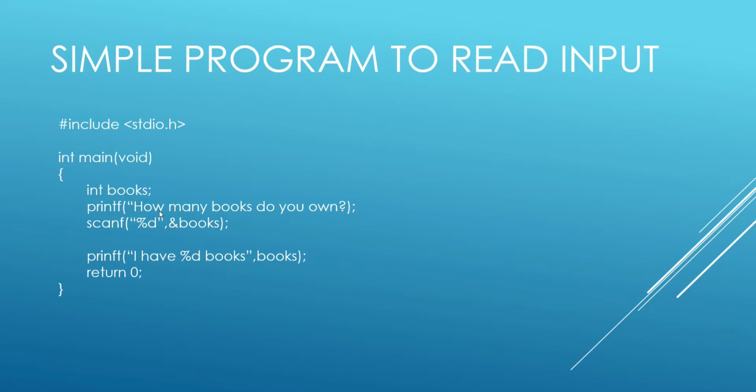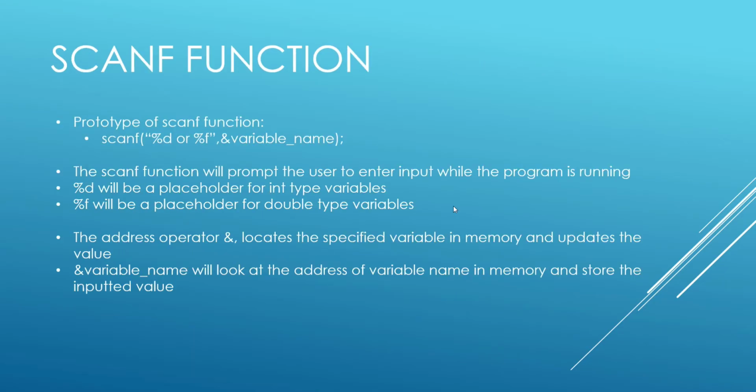So the program is going to ask them, how many books do you own? And they're going to insert their own amount, their own value. And what it's going to do, it's going to store it in books. And then we're going to print out books. So whatever value they inputted is going to print out in this printf function. So it's simple enough. The scanf function does look a little weird. We are introducing the address operator, so we'll talk about this in one second.